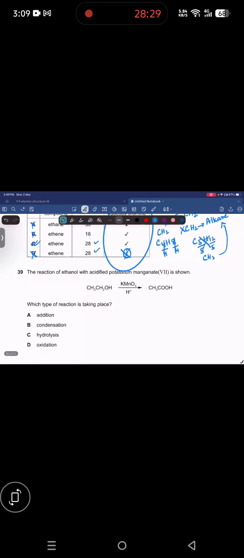Now the next question. We have an alcohol here of 2 carbons, and this alcohol is known as ethanol, and the ethanol goes for the oxidation. This hydrogen will react. This hydrogen ion gives you the presence of acid.